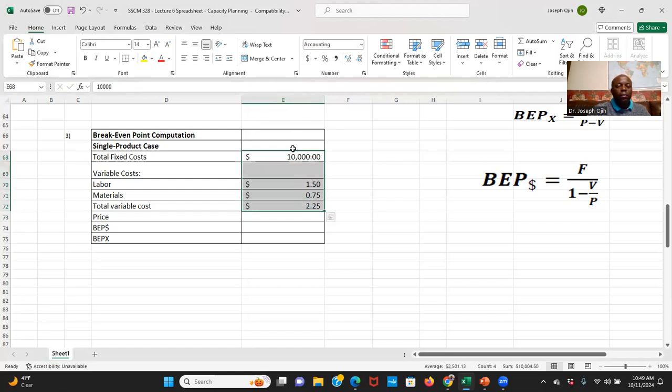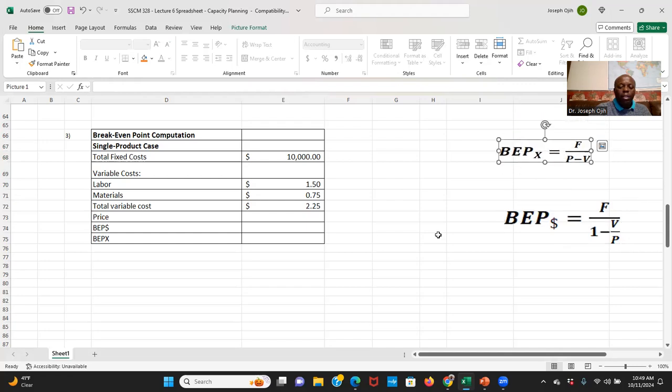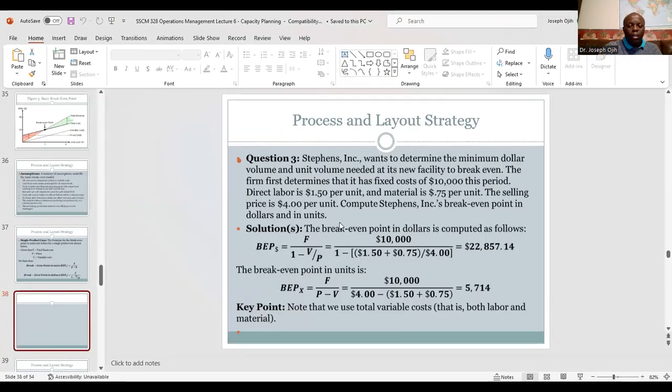Okay. Now, the next homework will be something like this, and the classwork for next week will be something like this. If you have any question as I do it, let me know. So now with the variable cost, we can find our break-even point. Remember the question says, compute Stephen Incorporated's break-even point in dollars and in units.